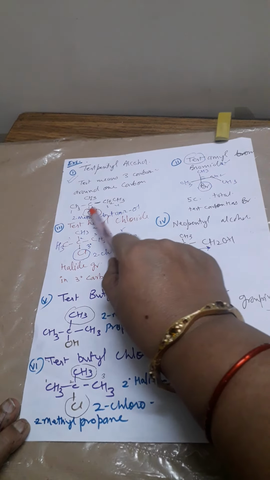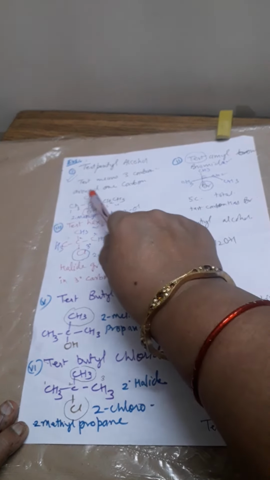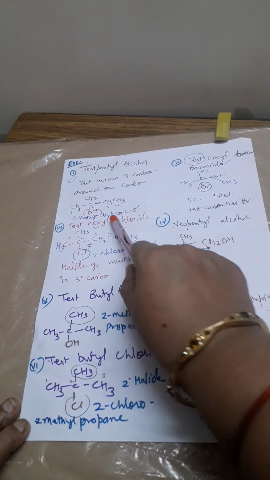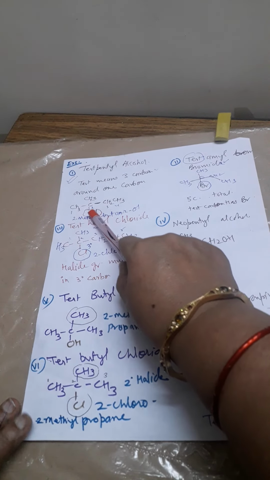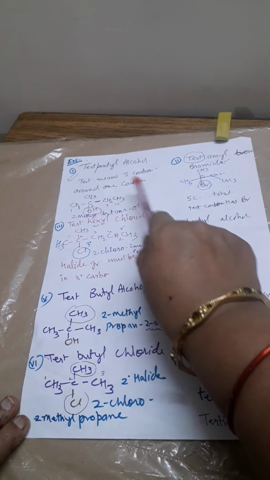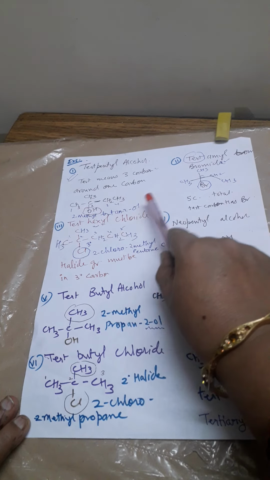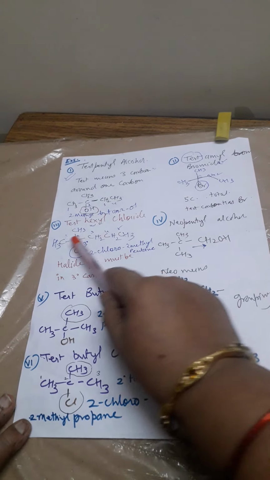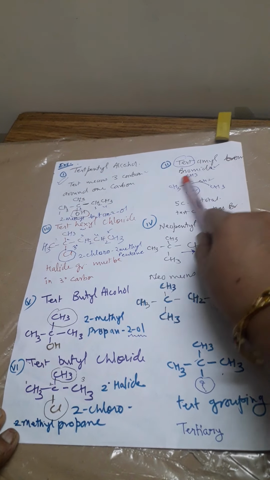Now here it will be 1 2 3 4. It will be 2-methylbutan-2-ol. The OH group is in the second carbon. So it will be 2-methylbutan-2-ol. Clear to you? Now we'll see this tert-amyl bromide.